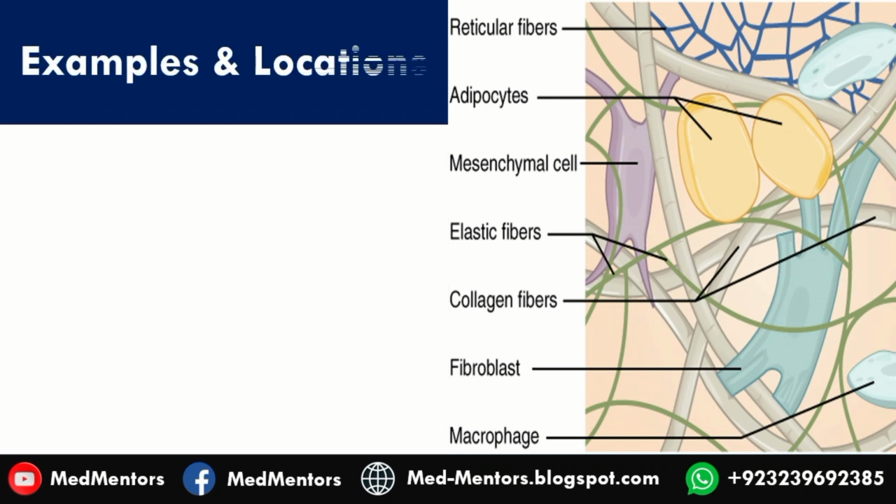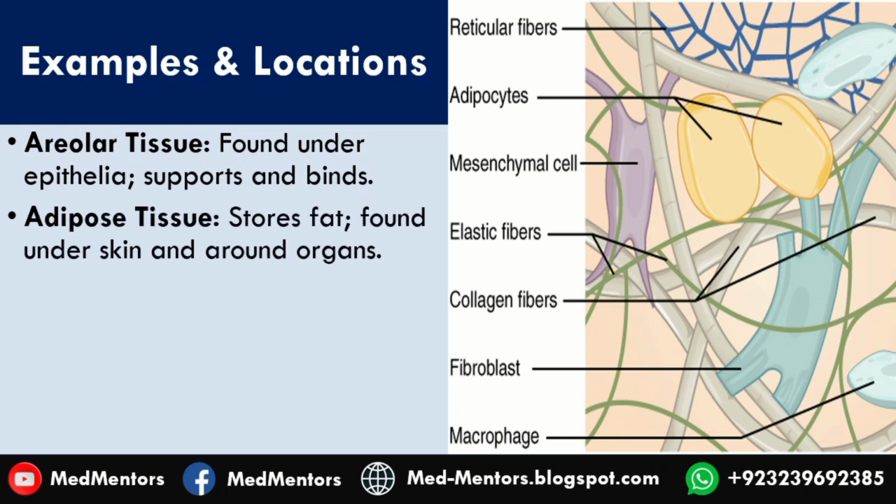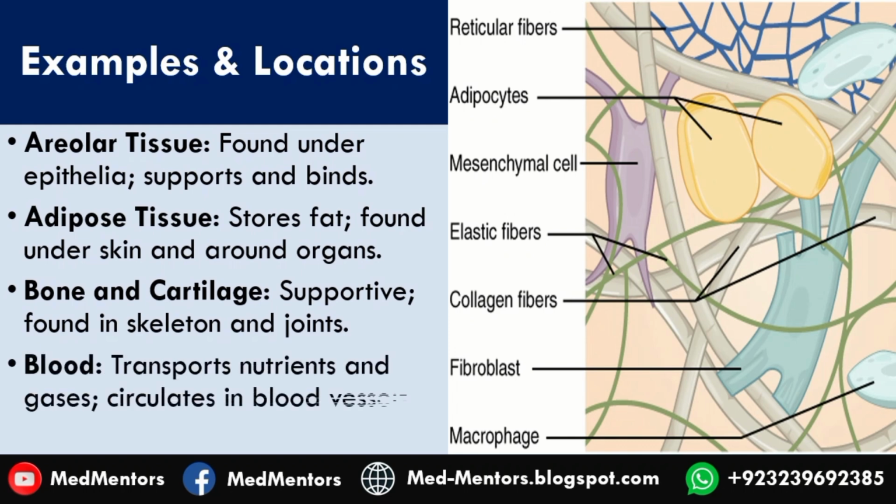Examples and locations of connective tissue. Number 1. Areolar tissue. Areolar tissue supports and binds other tissues and is found under epithelial layers. Adipose tissue. Adipose tissue stores fat and is located under the skin and around organs. Bone and cartilage. Bone and cartilage provide support and are found in the skeleton and joints. Blood. Blood transports nutrients and gases and circulates through blood vessels.